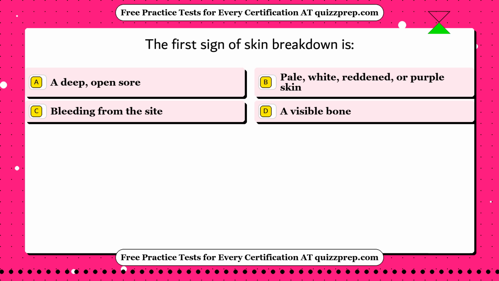Question 17. The first sign of skin breakdown is: Option A. A deep, open sore. Option B. Pale, white, reddened, or purple skin. Option C. Bleeding from the site. Option D. A visible bone.